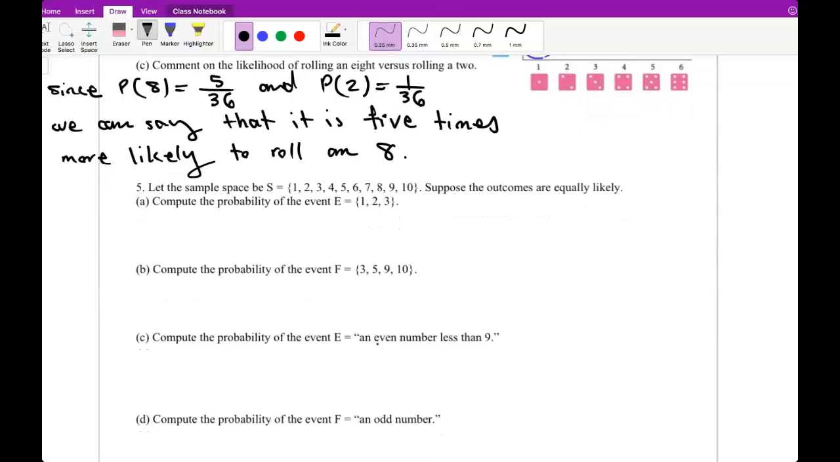Yeah, another example, number 5. Let the sample space be all the natural numbers up to 10. Suppose the outcomes are equally likely. Compute the probability of the event E. We only have 3 numbers, 1, 2, 3, and we should find the probability of that event. Obviously, it's the number of digits we have here divided by the number of digits in the sample space, so it's 3 over 10.